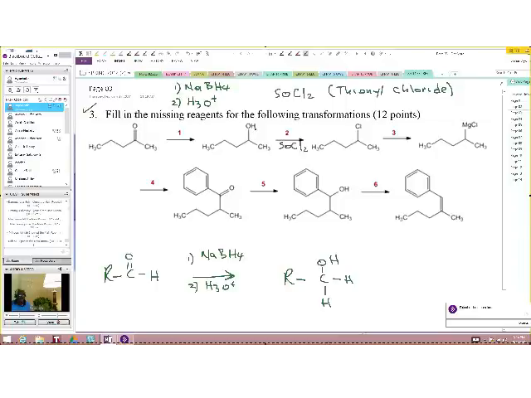Okay, thionyl chloride will convert an alcohol, in this case a primary alcohol or a secondary alcohol, to an alkyl chloride. Okay, so at this point, let me open the floor to the rest of you. So now we want to go from this secondary alkyl chloride to a Grignard reagent. So what do we need here?